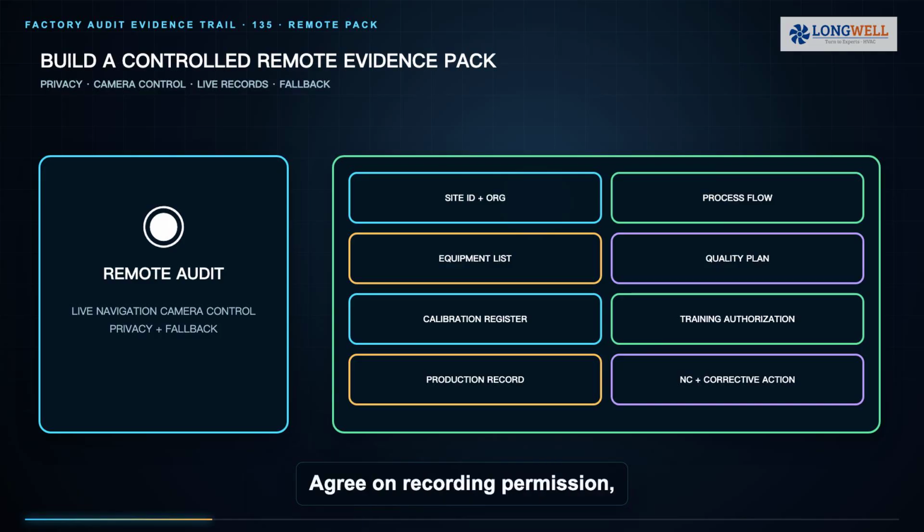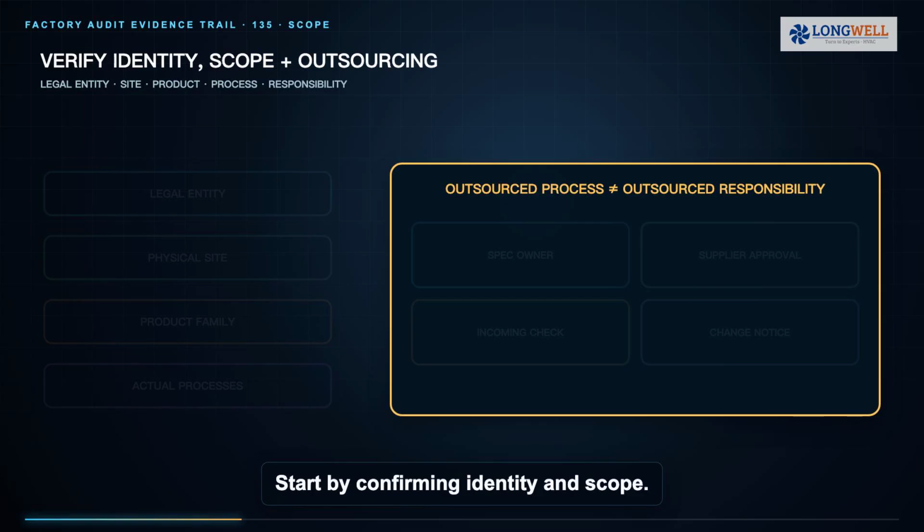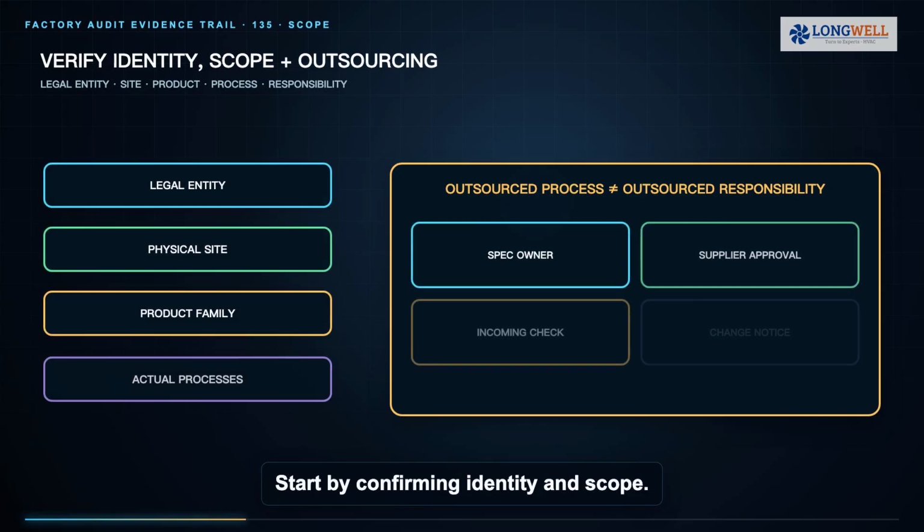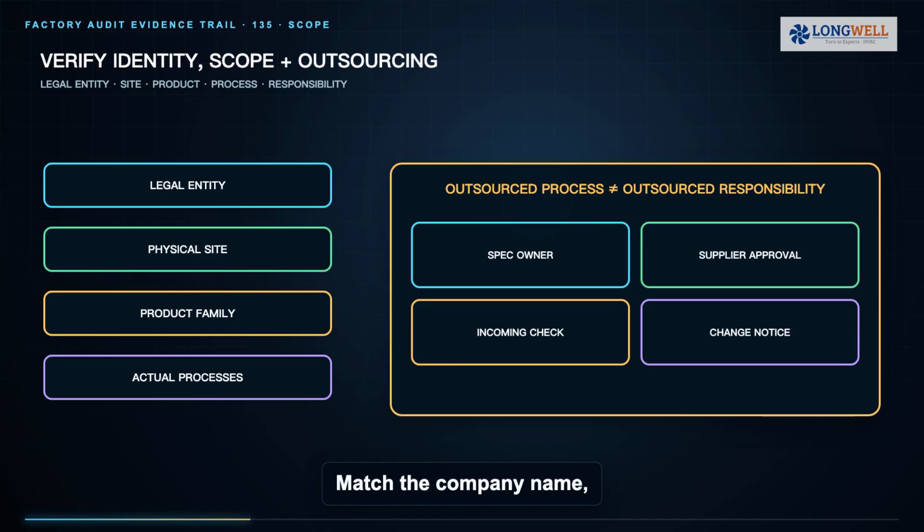Agree on recording permission, document privacy, camera control, language, time zone, connection fallback, and which evidence must be shown live. A polished presentation can orient the audit, but it cannot replace live navigation and record sampling. Start by confirming identity and scope. Match the company name, physical site, product family, and processes actually performed there.